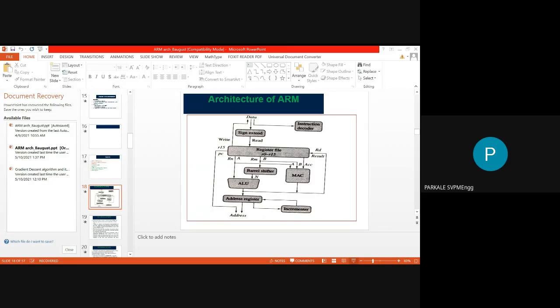PC means program counter. Now what is the use of program counter? Program counter is used to indicate the address of the next instruction which is going to be executed. For example, I have started from 0100. So what will be the role of the program counter? It will always point to the address of the next instruction. So that is the role of this program counter.